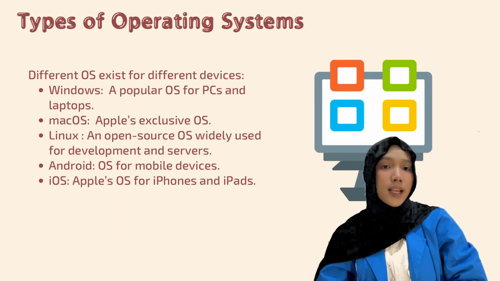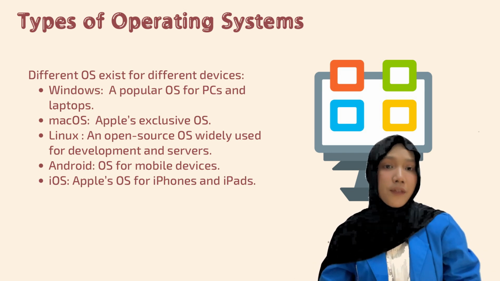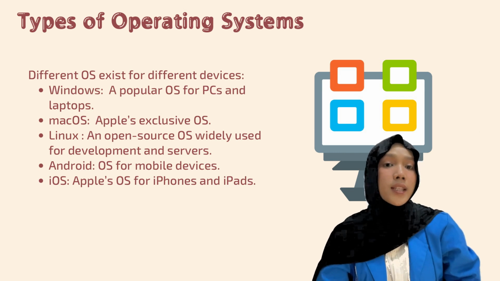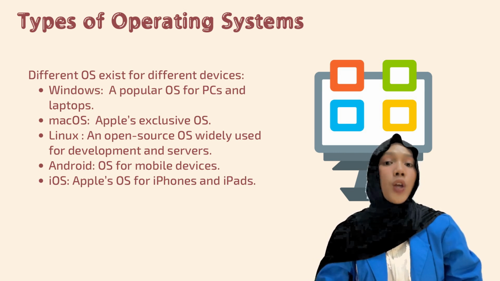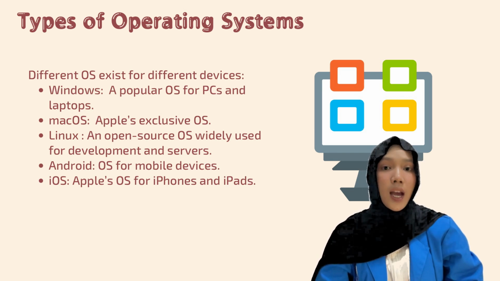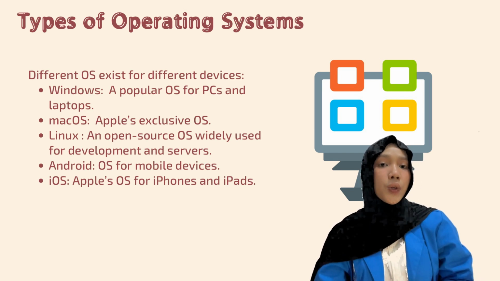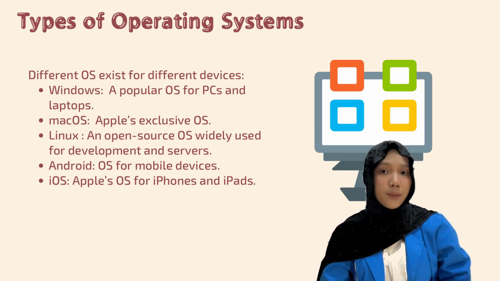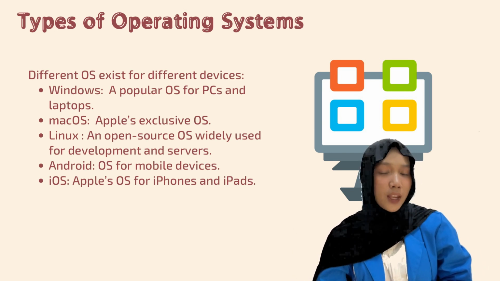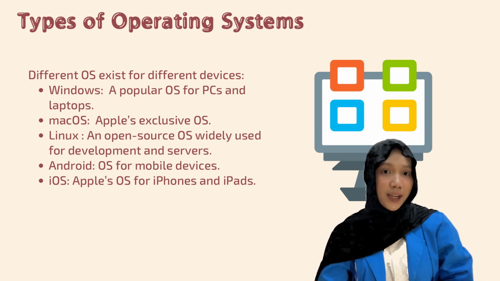Types of operating systems. Different operating systems exist for different devices. 1. Windows, a popular operating system for PCs and laptops. 2. macOS, Apple's exclusive operating system. Next, Linux, an open source operating system widely used for development and servers. Next, Android, an operating system for mobile devices. iOS, Apple's operating system for iPhones and iPads.